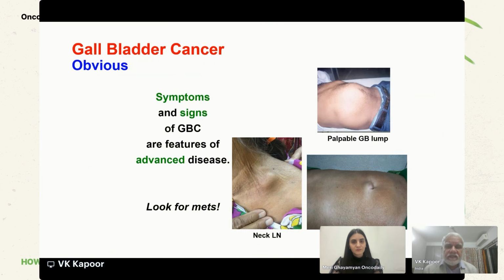Unfortunately, when we have the symptoms and signs of gallbladder cancer, which make it clinically obvious gallbladder cancer, the majority of these patients, more than 90%, have advanced disease. They may already have metastasis either in the lymph nodes in the supraclavicular area in the neck, or as an umbilical nodule, or as a liver metastasis, or malignant ascites, or pelvic deposits in the rectouterine or rectovesical pouch. So in these cases, a thorough clinical examination should be done to look for distant metastasis.